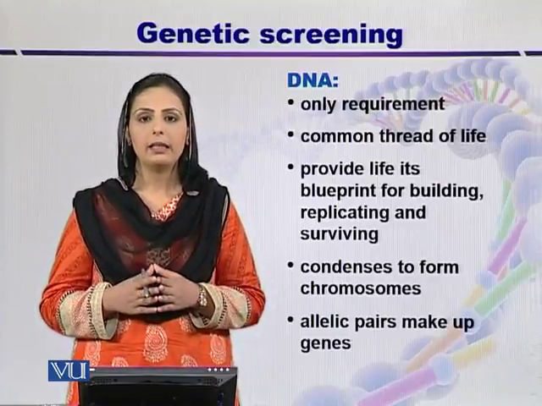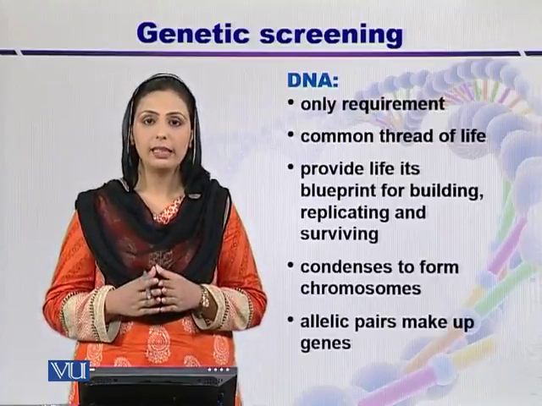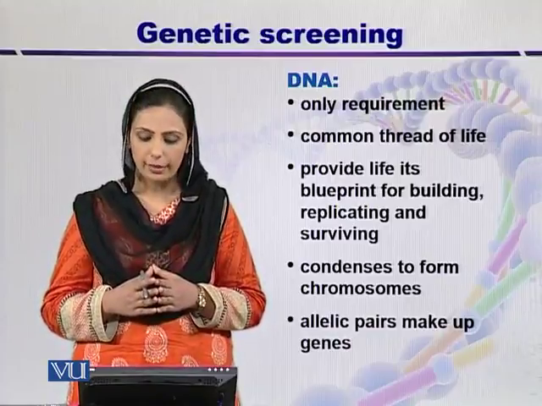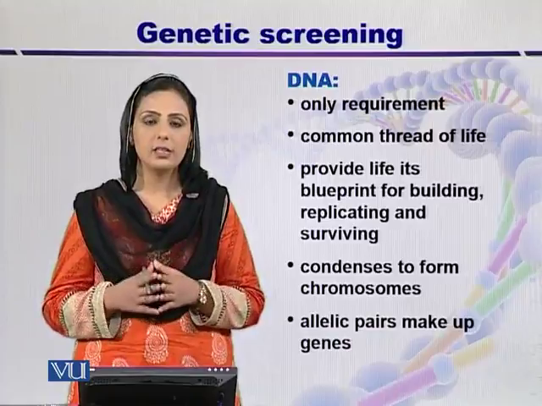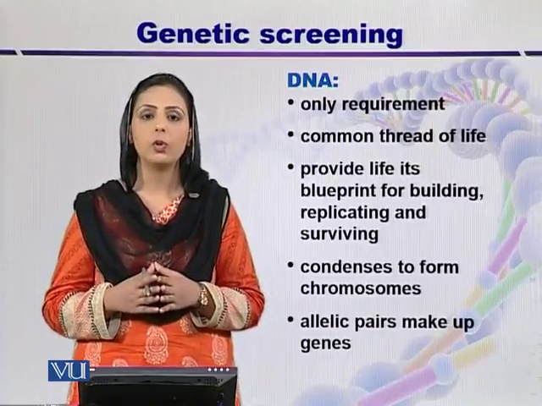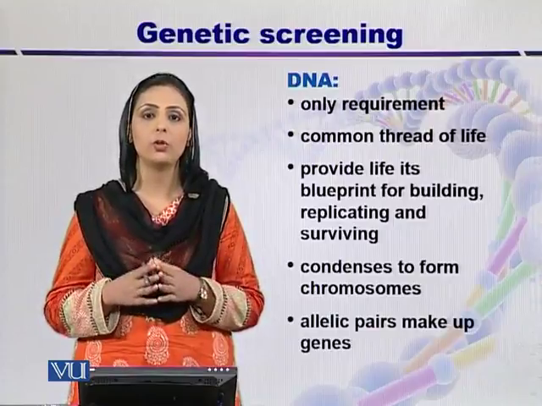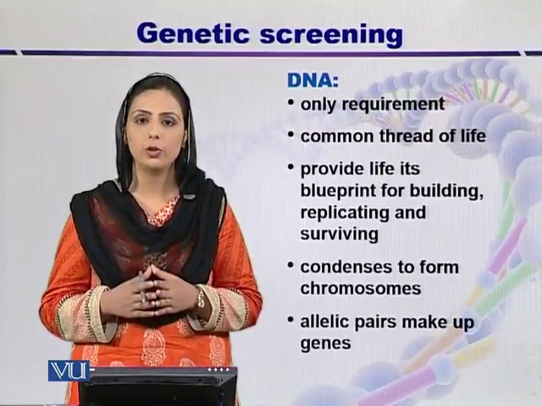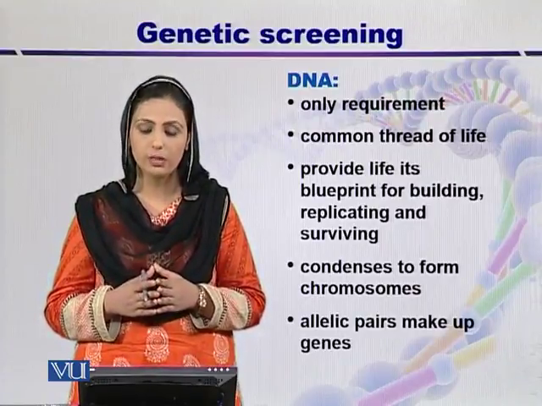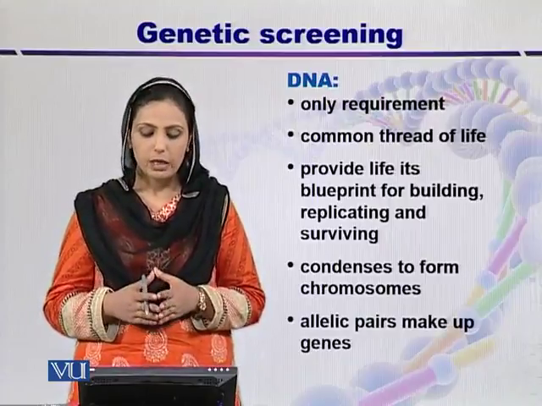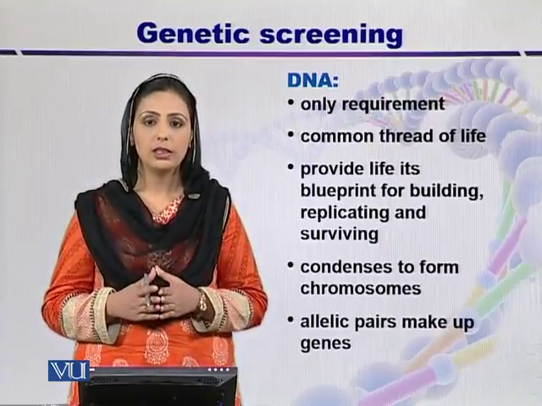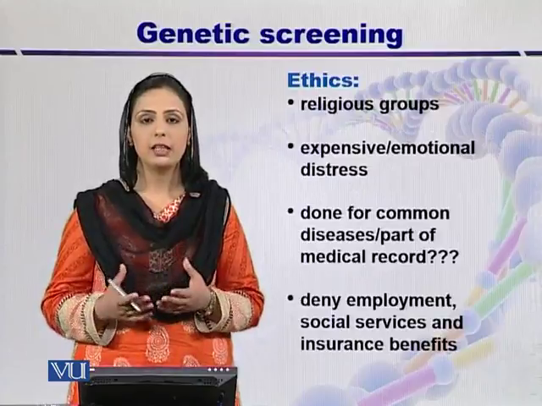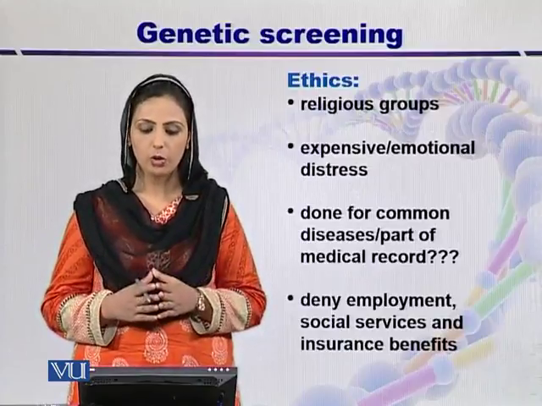Now keep in mind that if we look at the structure of DNA, it consists of nucleotide base pairs, phosphate group and deoxyribose sugar. DNA condenses to form chromosomes, and each chromosome has more than 100 genes. In a human being there are 23 pairs of chromosomes, meaning 46 chromosomes in each individual. Then allelic pairs make up the gene, and the gene is the unit of heredity. So DNA is used in genetic screening to unlock the mystery of life.